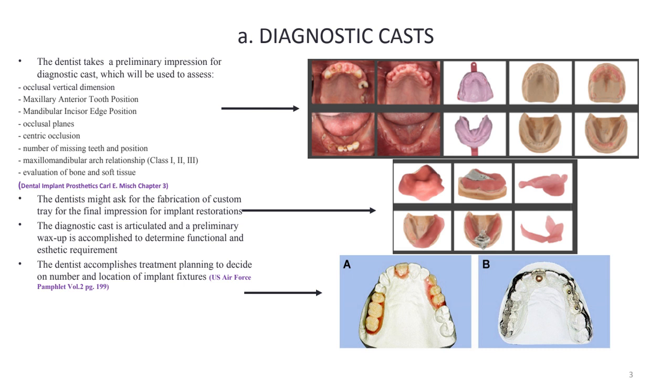So the diagnostic wax-up tells the dentist the occlusal vertical dimension. The doctor puts the cast together and sees, okay, this is how the patient bites down. Also, they can look at the maxillary anterior tooth position. If the patient has some missing teeth, usually the natural teeth start to move towards the midline. So if there is any shift or movement of the natural teeth, that can affect the area where the implant should be placed.